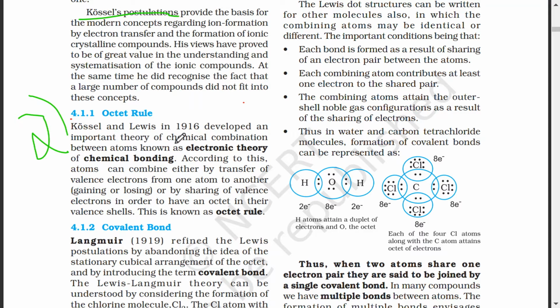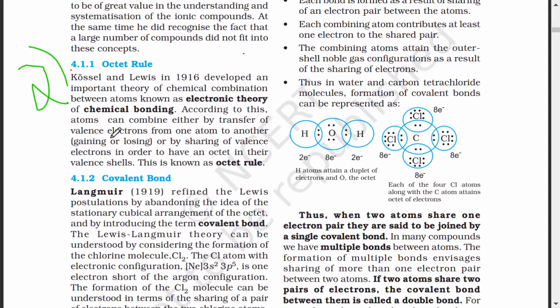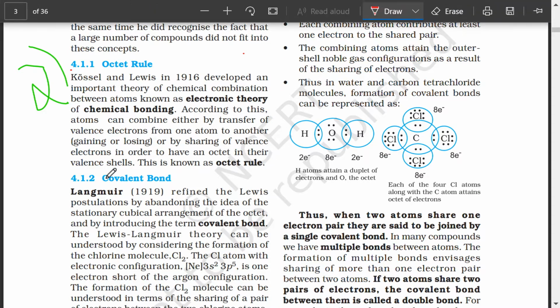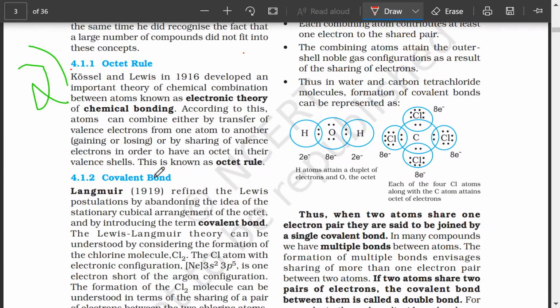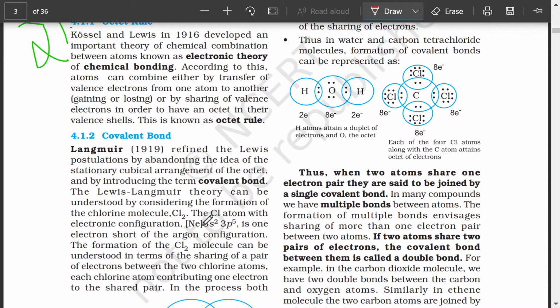Octet rule. Kossel and Lewis in 1916 developed the important theory of chemical combination between atoms, known as the electronic theory of chemical bonding. According to this, atoms can combine either by transfer of valence electrons from one atom to another, by gaining or losing, or by sharing of valence electrons in order to have an octet in their valence shell. This is known as the octet rule.